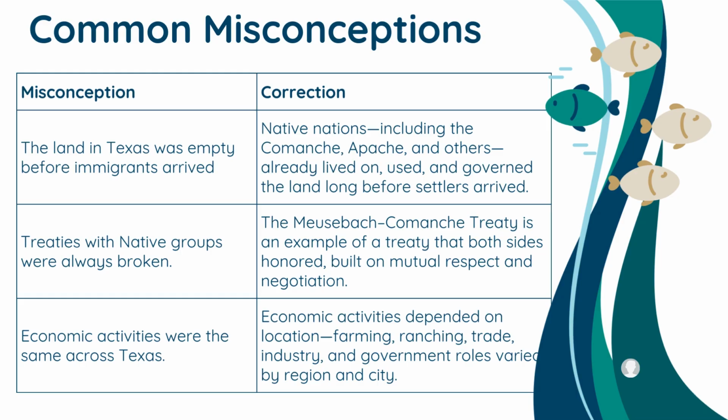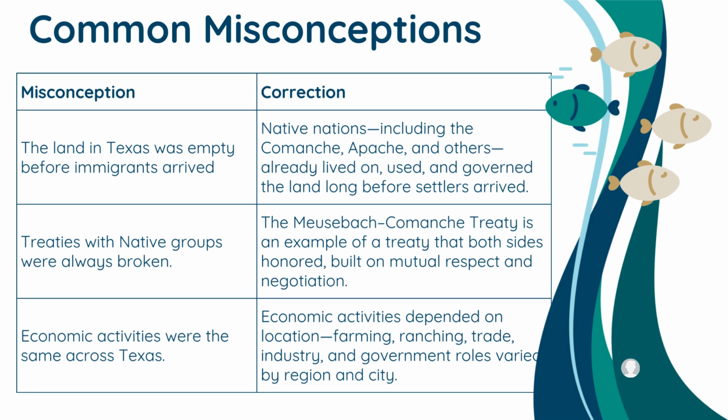Students might also have the misconception that treaties with native groups were always broken. And while many agreements were indeed violated, that's not true of all of them. And in this unit, we even learned about a treaty that was an example of mutual respect and negotiation, honored on both sides, and showcasing that peaceful relations were possible.